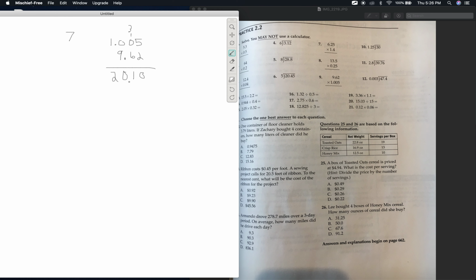6 times 5 is 30. 6 times 0 is 0, plus 3. 6 times 0 is 0. 6 times 1 is 6.